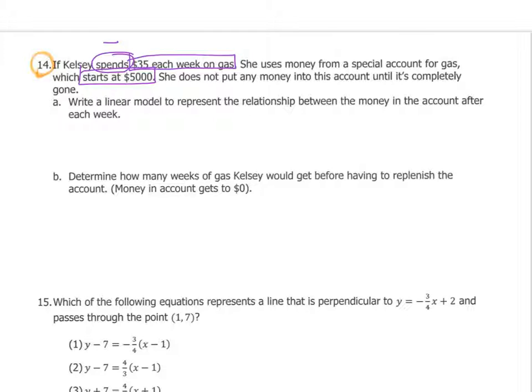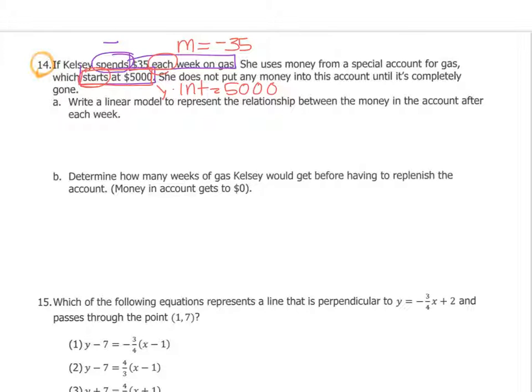Now it says $35 each week. Here's our key word. Each, every, per. Those three words mean that it's slope. M equals negative 35. Then it says that it starts at 5,000. Start is a key word that indicates that the y-intercept is 5,000.